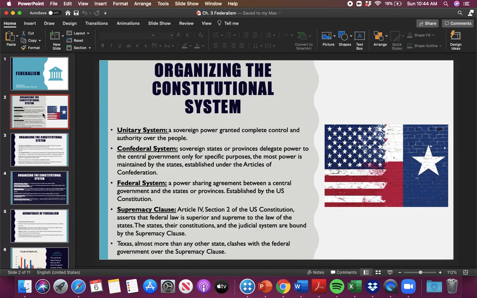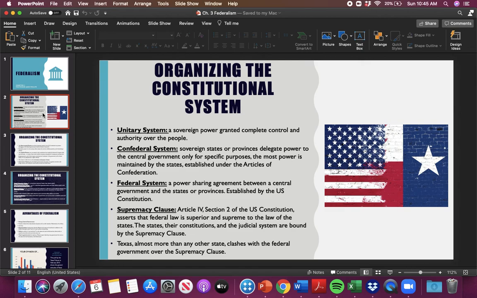So, first, we'll look at the way different systems of government work. A unitary system is where there is one sovereign power at the top that controls everything for all people. A unitary system would be like a monarchy or a dictatorship. This is where all the authority belongs to a single person or a single family. Today, that would be like North Korea.